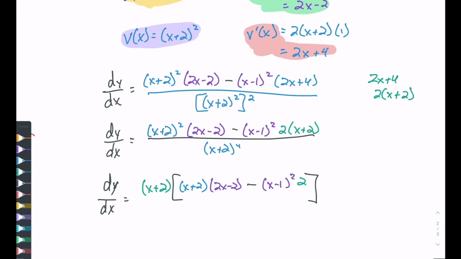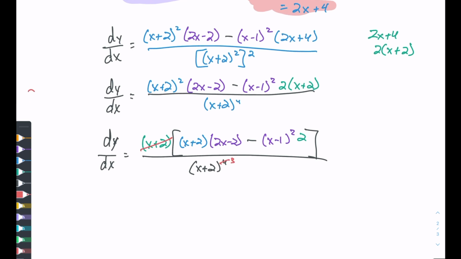Remember, I don't do it to each one of these things because this is multiplication. I only do it per term. This whole thing is actually one term. This whole thing is one term. So I just keep it as that. And then I've got x plus 2 to the 4th power. And now I can cancel, see you later. Make that to the 3. And I think that's actually the last spot that we can go.